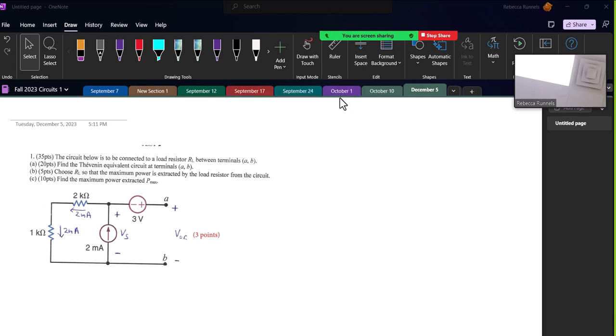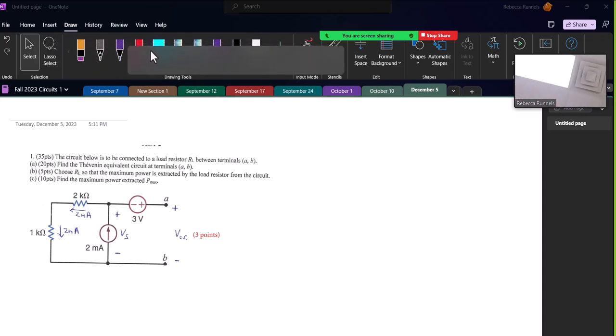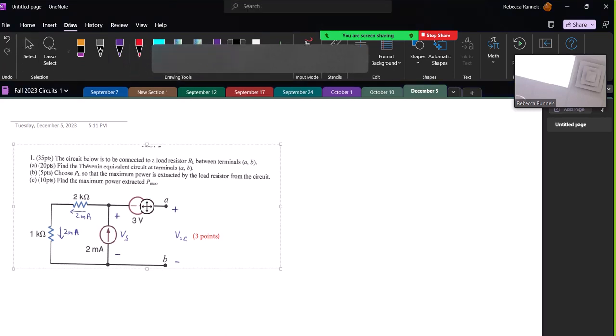This is question 1 from test 2. So I was going to go over that with you. This is copied from the solution, so when you start, you don't actually know some of those things that are labeled on the drawing. So yeah, you don't know the currents, for instance.